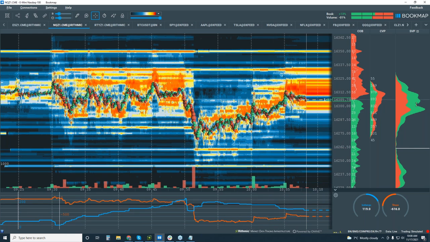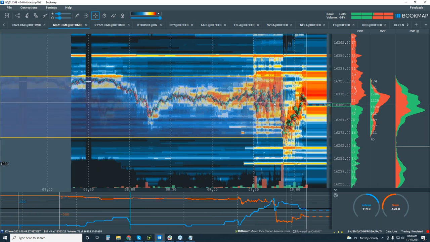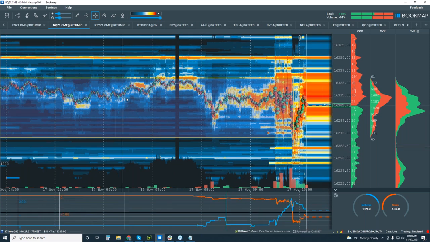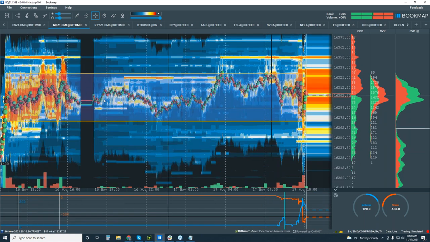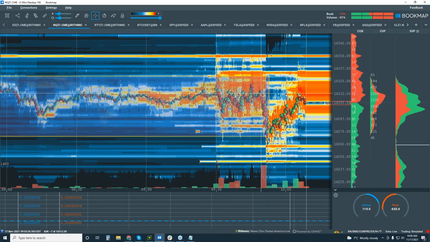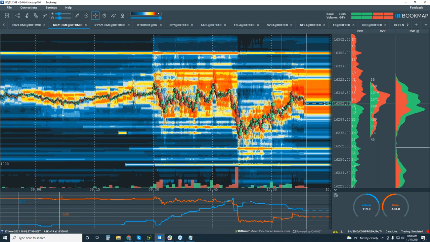So we have this big profile here, and the profile is very simple. What we're talking about in the profile is just this consolidation showing you where the volume traded within this whole range, right? And the most traded level is right around this 300 level, 16,300, which makes sense. That's a big figure, a round number in the market here. But we are above it now.